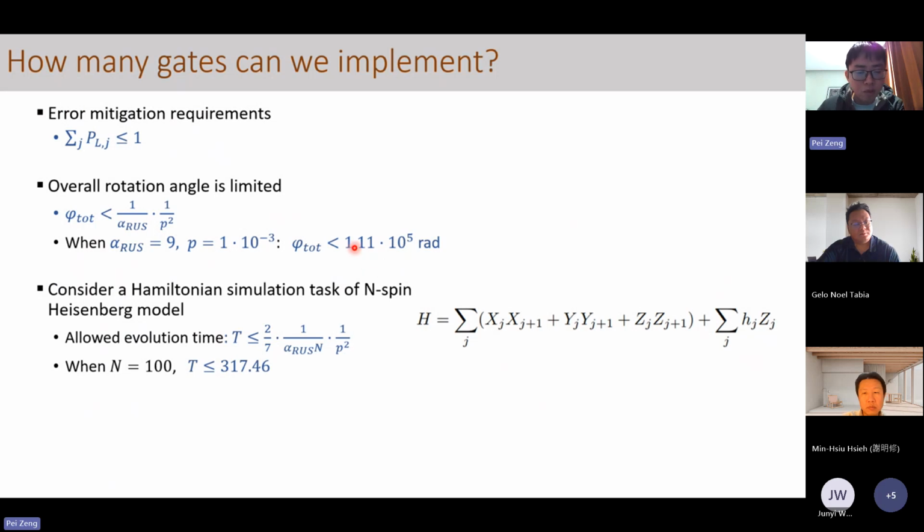So what's the meaning of this 10 to the minus 5 radian? If you consider implementing a Hamiltonian simulation of the Heisenberg model with 100 spins, our gate design allows you to implement a Hamiltonian simulation up to a time of 300. So this is far enough for near-term applications.